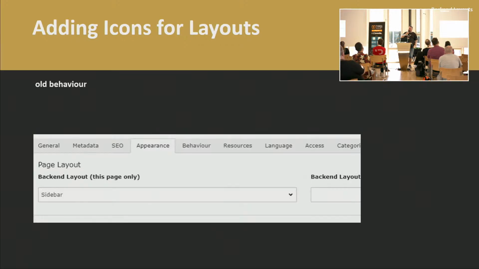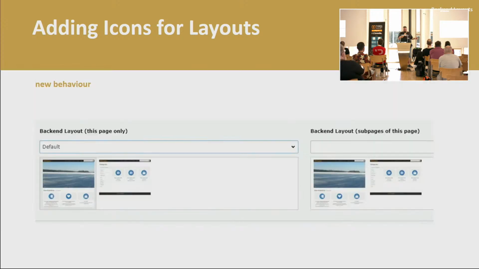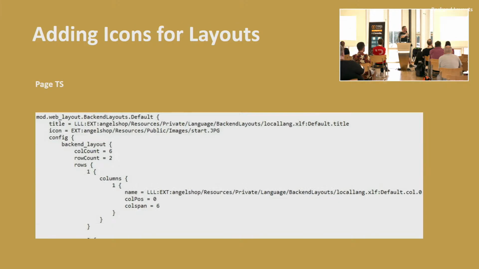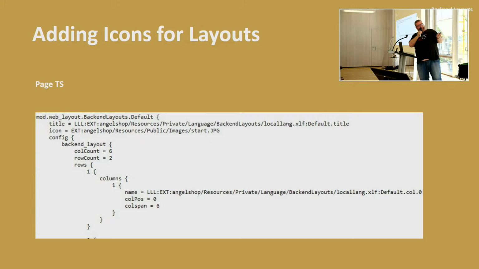What's helpful when you work with backend layouts: most of the time we have strange names for the editors, like white, like double backend, whatever. It would be a little bit helpful when you set icons for the backend layouts. You can configure it with the icon identifier, and in the backend layouts configuration, you can set an icon to help the editors.